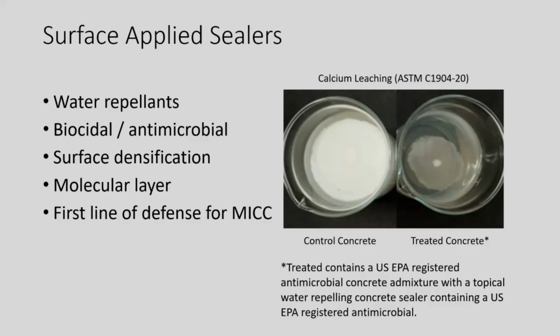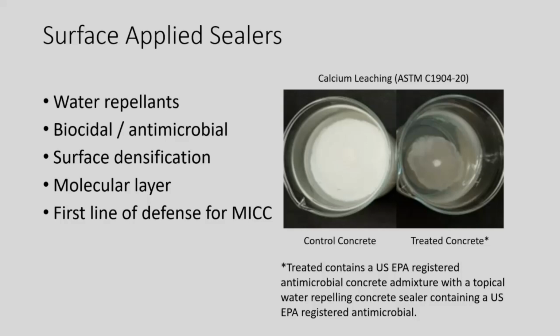There are also, as we talked about, surface applied sealers. And those surface applied sealers can come in many forms. They can be water repellents, where you make it very difficult for the bacteria to live on the surface because they can't attach, or you stop that ability for moisture to be retained on the surface. You can have biocidal or antimicrobial surface treatments. You can have a denser surface, so dense the bacteria can't live and get inside the nooks and crannies of the concrete. These are molecular layer type defenses, and they are often the first line of defense for microbial-induced corrosion protection.